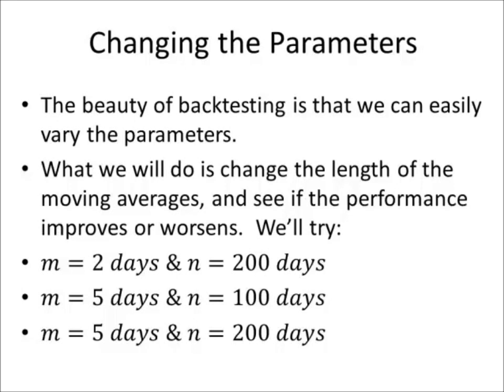So what we'll do now is go ahead and implement the same strategy, but this time we will change the parameters. Right? So we'll try 3 different strategies. We'll try a 2-day and a 200-day, a 5-day and a 100-day, and a 5-day and a 200-day. And we can then see which of these would have been most profitable over the time period. So let's go back to Excel.